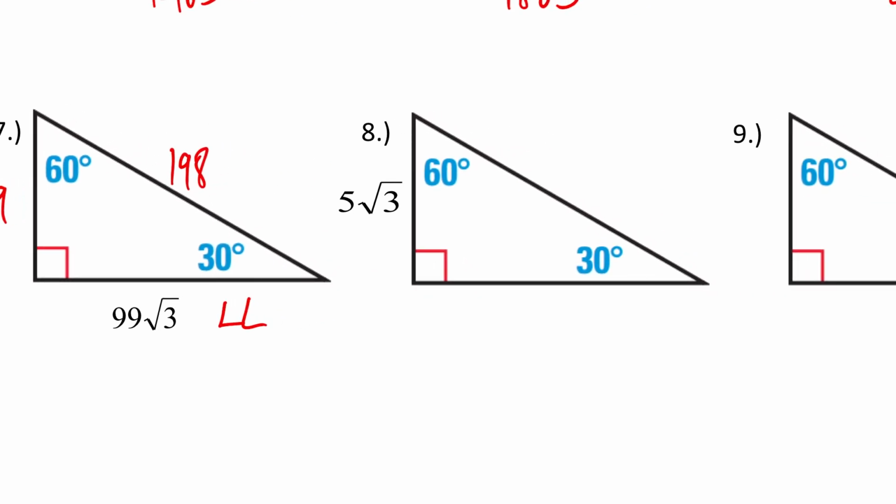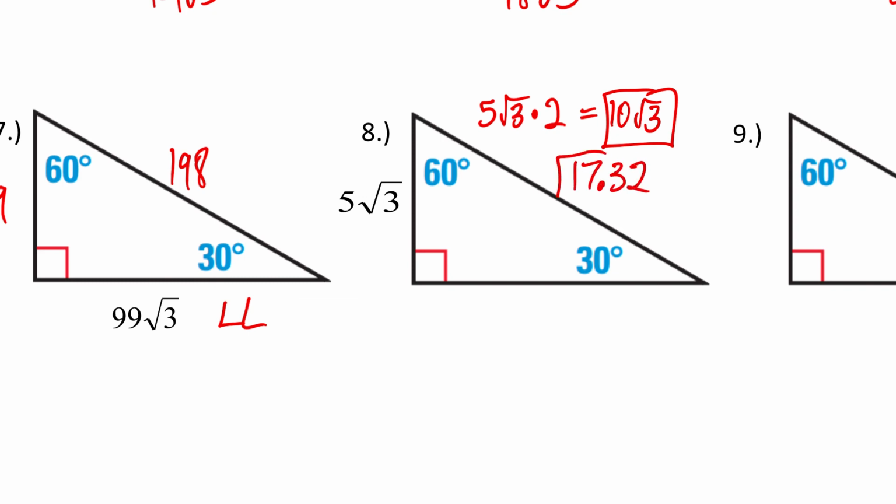Okay, on number 8. All right, so we have 5 square root of 3 times 2. Let's go ahead and multiply this together, still with the radical in it. So remember, does the 2 get multiplied to the 3 or to the 5? To the 5. It's multiplied to the 5 because those are both outside numbers. So this turns into 10 square root of 3. Yep, and then what is it as a decimal? 17.32.